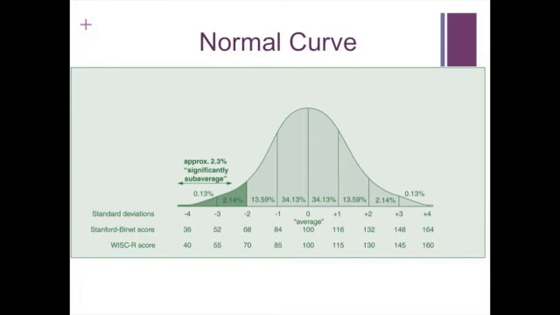So if we're looking at the standard curve, we know that about 2.3% of the population is significantly sub-average. That's who we're looking at for the possibility of being identified as having an intellectual disability. And when we look at gifted, we're looking at about 2.3% of the population on the high end of IQ. So people with scores over 130 is what we officially look at for gifted and talented.